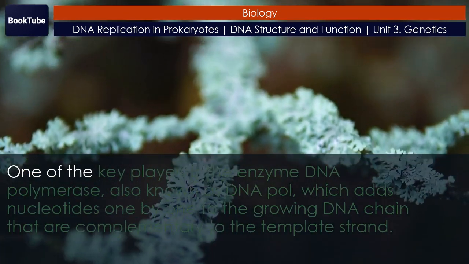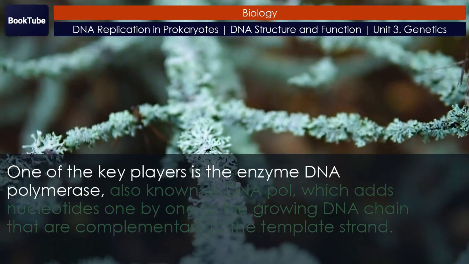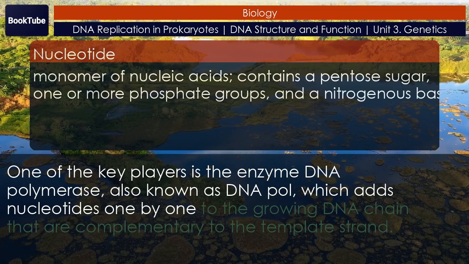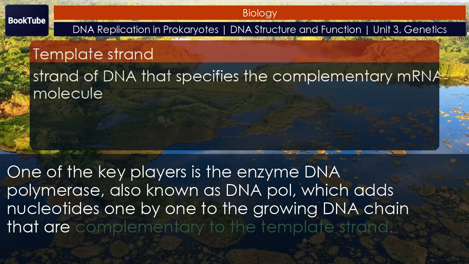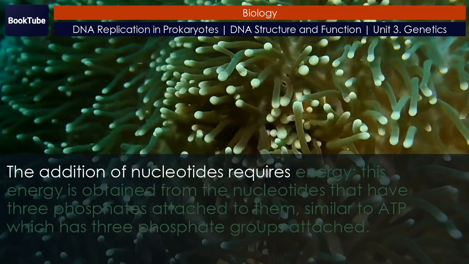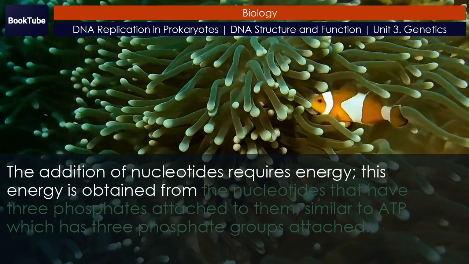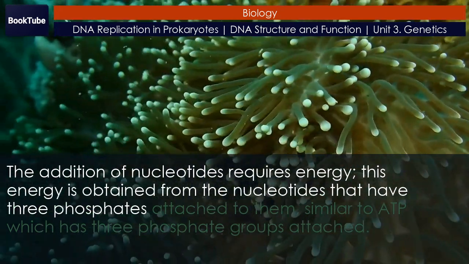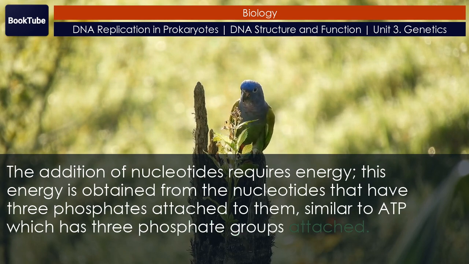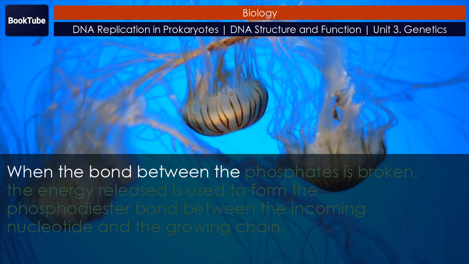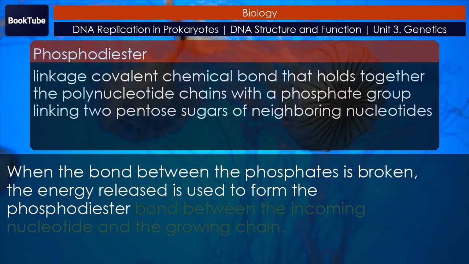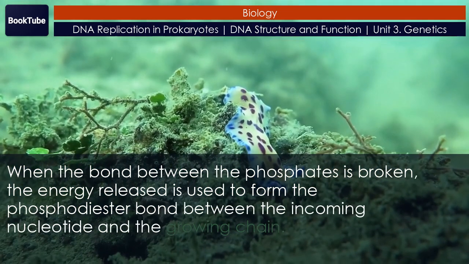One of the key players is the enzyme DNA polymerase, also known as DNA pol, which adds nucleotides one by one to the growing DNA chain that are complementary to the template strand. The addition of nucleotides requires energy. This energy is obtained from the nucleotides that have 3 phosphates attached to them, similar to ATP, which has 3 phosphate groups attached. When the bond between the phosphates is broken, the energy released is used to form the phosphodiester bond between the incoming nucleotide and the growing chain.